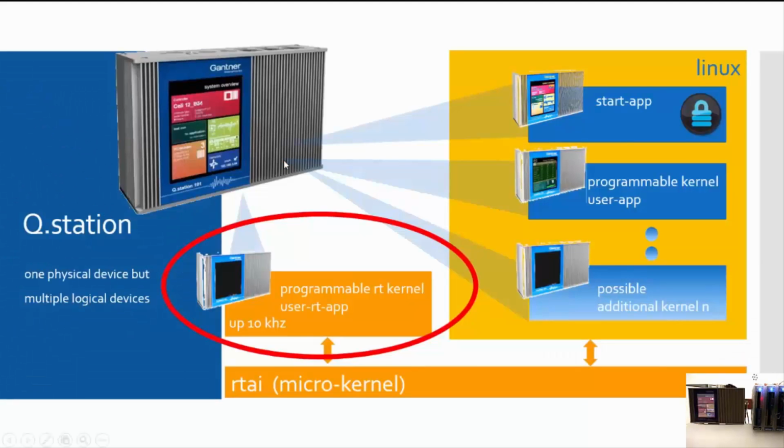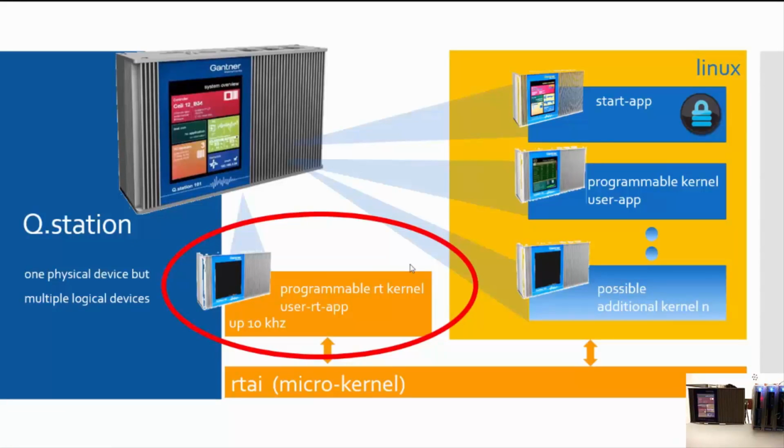In the picture you can see the structure of the Q.station. Physically, the Q.station is one device. Logically, however, it consists of various devices. On the right side, you can see the high-level section with 3 test.con kernels, which are graphically programmable. The red circled area is the real-time kernel of the Q.station. This is the low-level section where a program is processed in hard real-time.